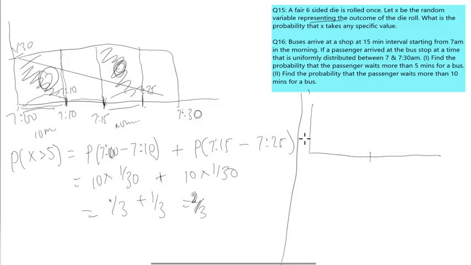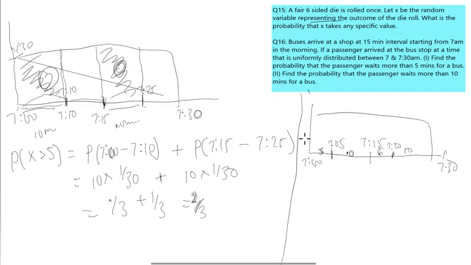So what we're going to do is find, this is 7:15, here is 7:30, this is our graph, and here is 7 o'clock. So we're going to find at which times he will arrive and wait for more than 10 minutes. If he arrives between 7 o'clock and 7:05, he's going to wait more than 10 minutes, because the difference between 7:15 and 7:05 is 10 minutes. And if he arrives between 7:15 and 7:20, the difference between 7:20 and 7:30 is 10 minutes. Here is 5 minutes, here is 5 minutes, right?